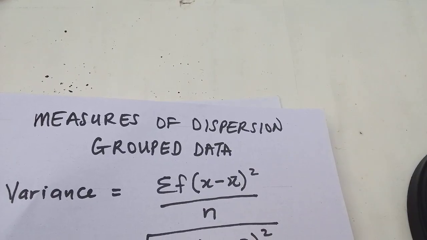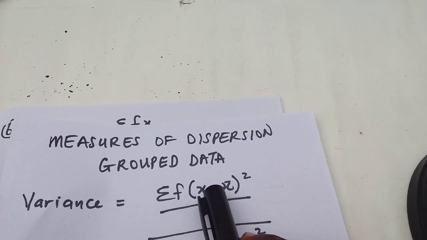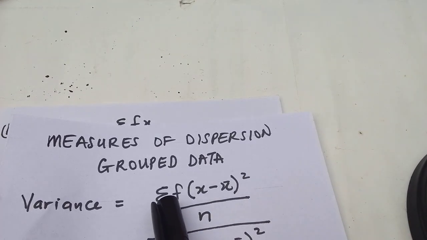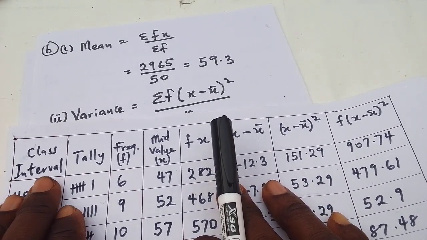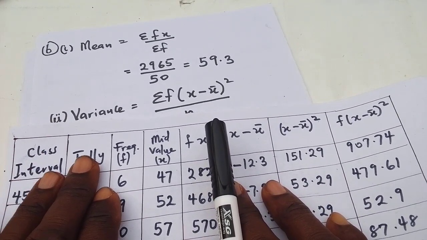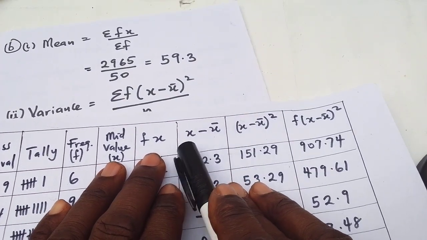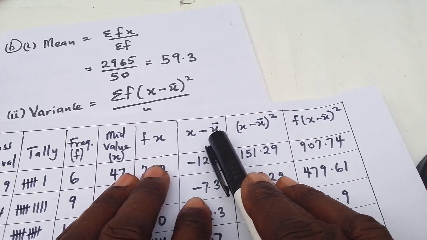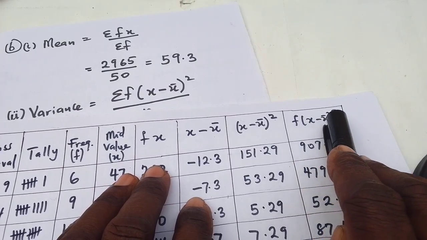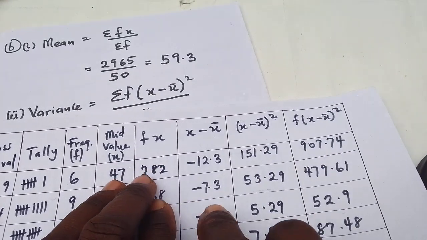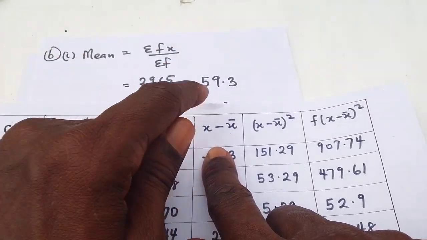After calculating the mean, we know from the formula we said, summation f into bracket x minus the mean square. So that means we will need to get the table like this. You know already the table, as we've got the class interval, the tally, the frequency, the mid value, fx. Then you need to add the column for (x minus the mean) square, and frequency times (x minus the mean) square. Now here the mean, we've calculated to be 59.3.